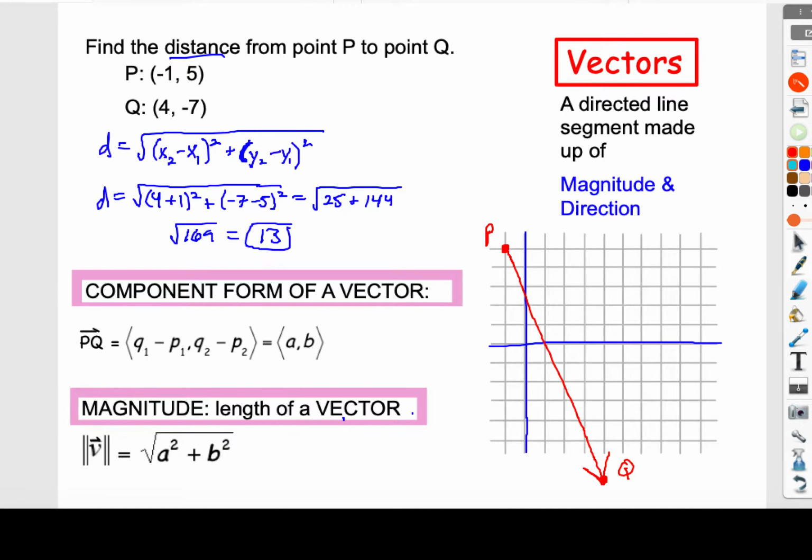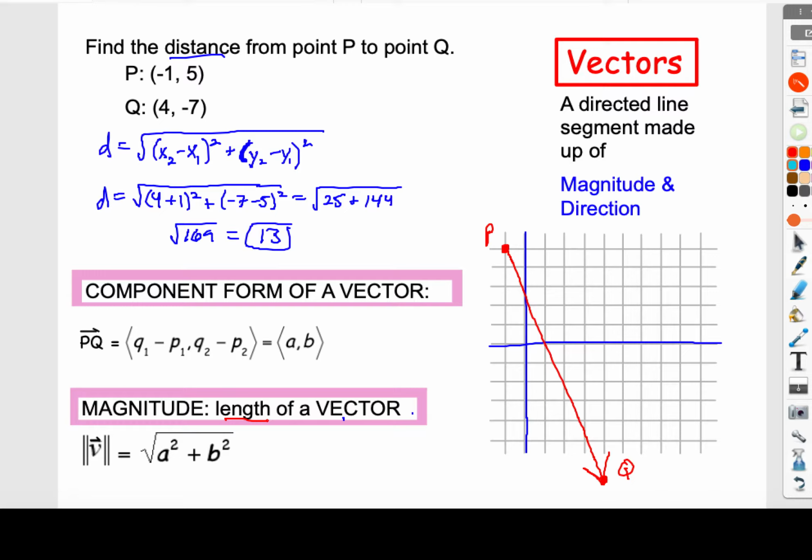A vector has magnitude, which is essentially the length. It makes sense that would be the distance formula, right? That distance, that length between P and Q. It also has direction. We'll talk more about direction in a future video, but just realize for now, we've traveled from P to Q. We're traveling in that direction, right? The vector doesn't just travel wherever, and it doesn't go backwards. A vector has direction from one place to another.